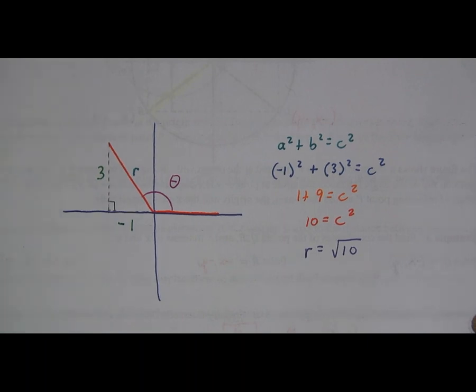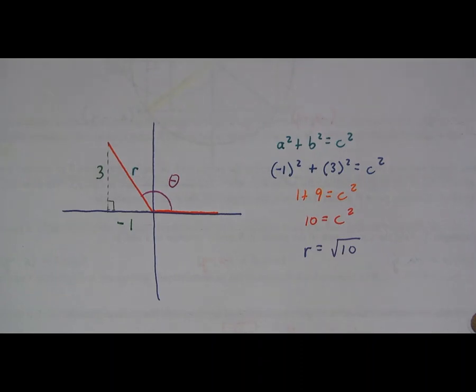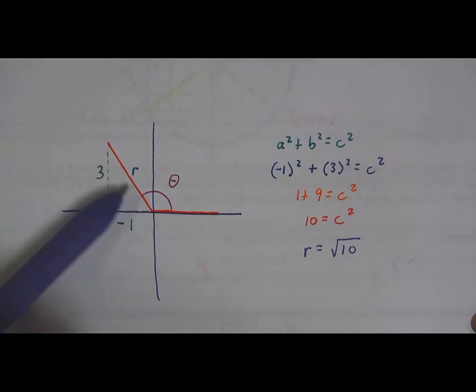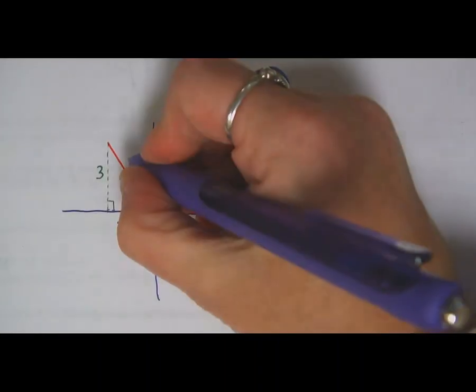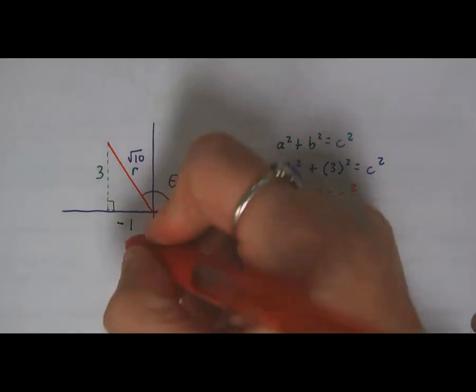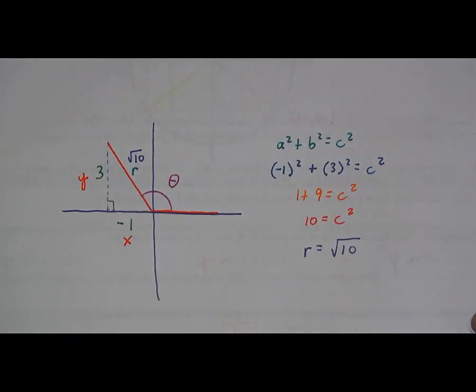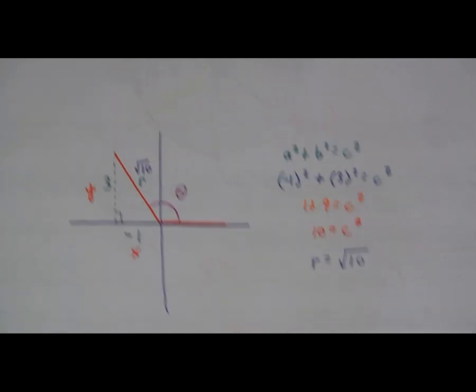And I don't want those of you that are like, well, shouldn't it be positive or negative square root of 10? Technically, yes, when you're solving an equation for a variable and you're taking a square root, it should be positive or negative. But for now, I don't want you to worry about that. Just consider in this picture right here, the radius is positive root 10. So here's x, here's y, here's r. We have everything we need to answer these really quickly, and then we're done.